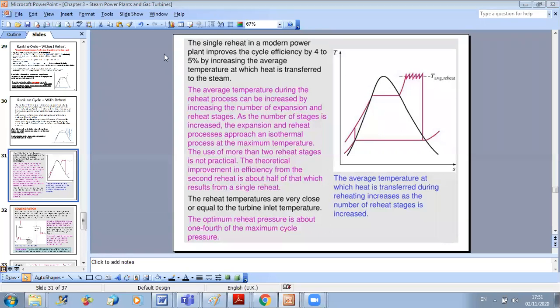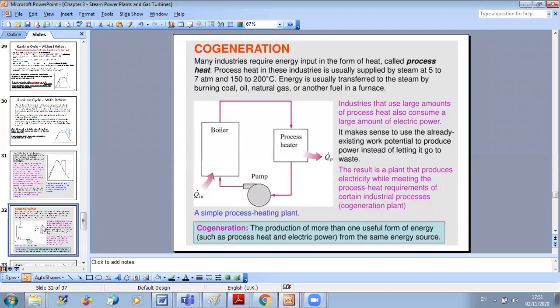Now, what is cogeneration? In many power plants, for example the steam power plant we have considered now, we have heat that is lost. At which level do we lose heat in the steam power plant? At the condenser level.